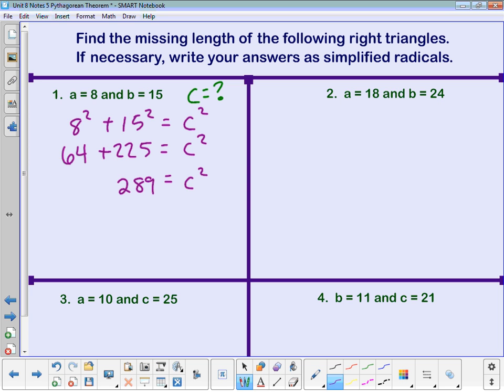And then again, to unsquare something, I have to take the square root. Now you can go ahead and check in your calculator, is 289 a perfect square? And it is. We come down to 17 equals C.